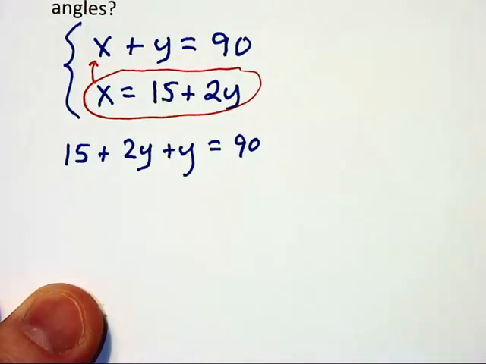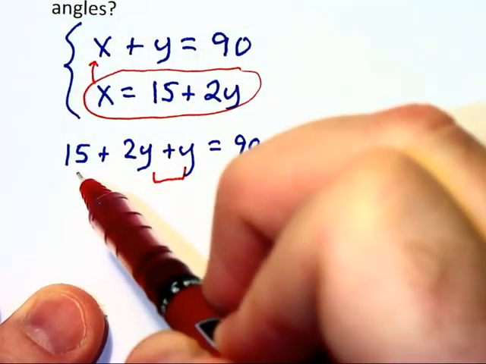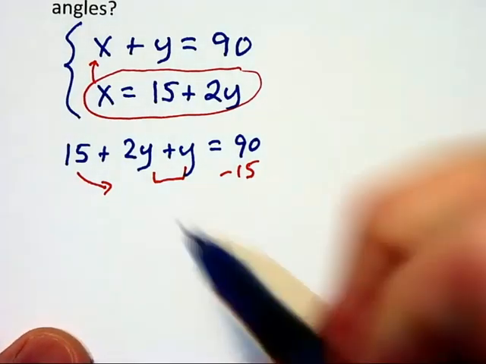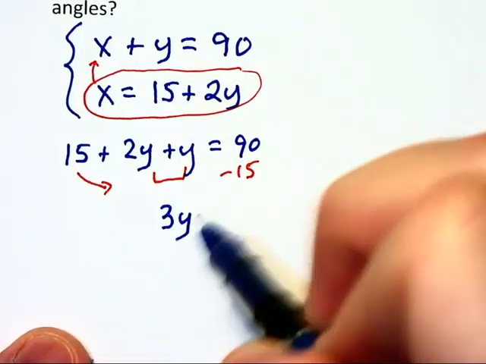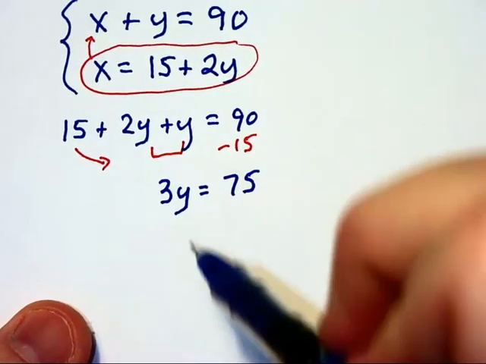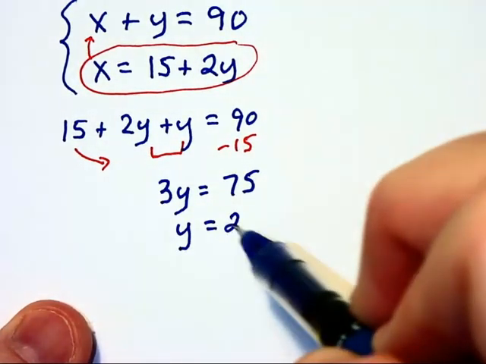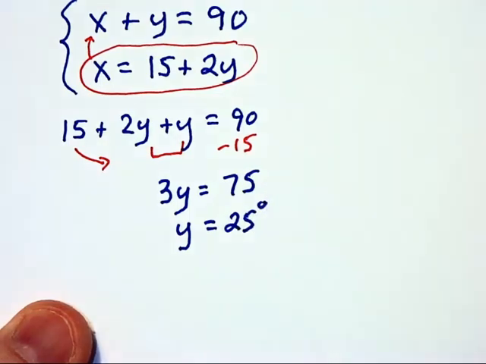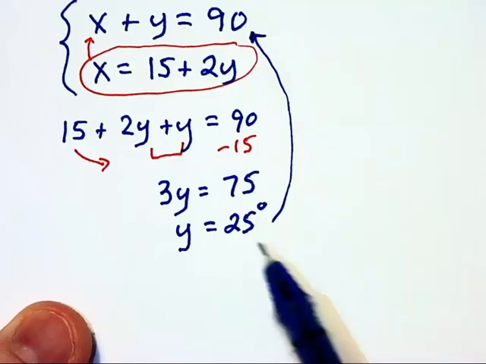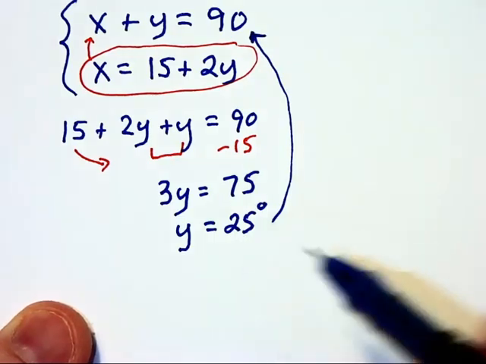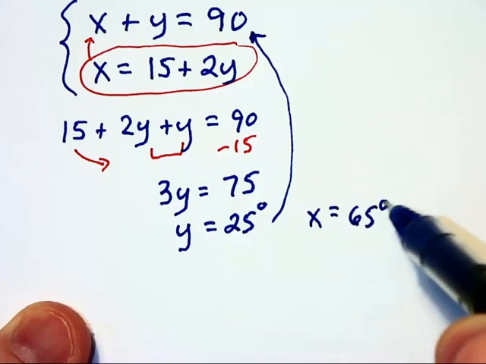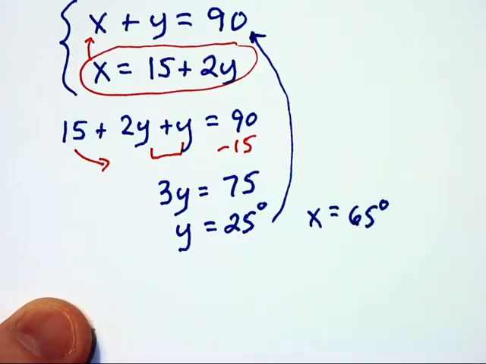So we can actually combine like terms, and I'm going to subtract this 15 off of each side while we're at it. We now have 3y is equal to 75 degrees, and therefore y will equal 25 degrees. Since our two angles add up to be 90 degrees, we can subtract 25 to find out that x will equal 65 degrees. And those are the two angles we're looking for.